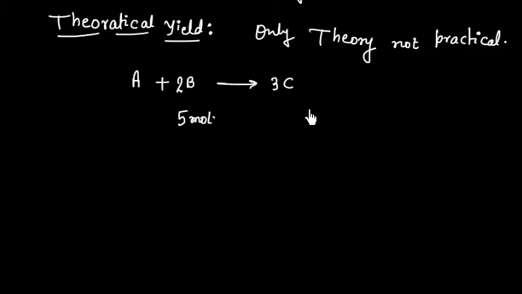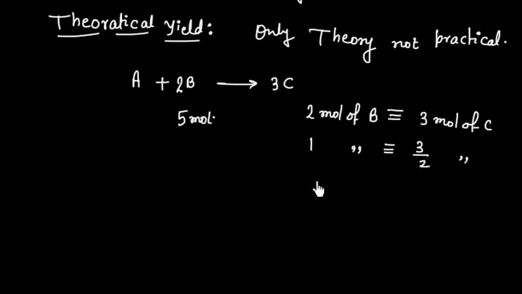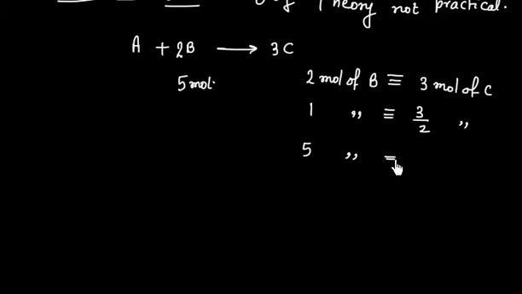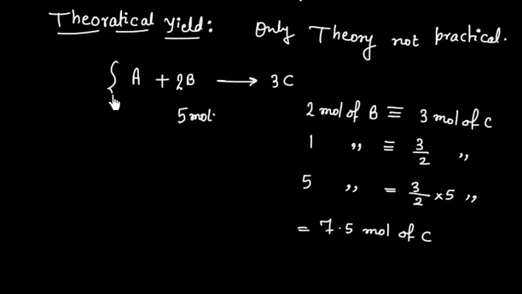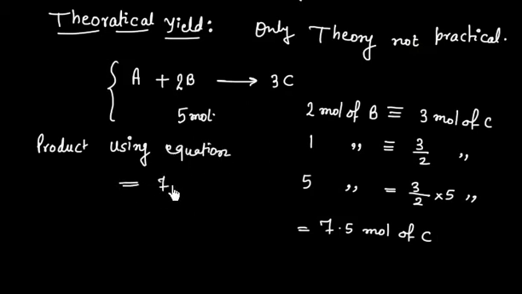So let me write: 2 mole of B produces 3 mole of C. So 1 mole of B will basically produce 3 by 2 mole of C. Similarly, 5 mole of B will produce 3 by 2 into 5, that is 7.5 mole of C. So if you calculate the product C using this equation, that is 7.5 mole of C.